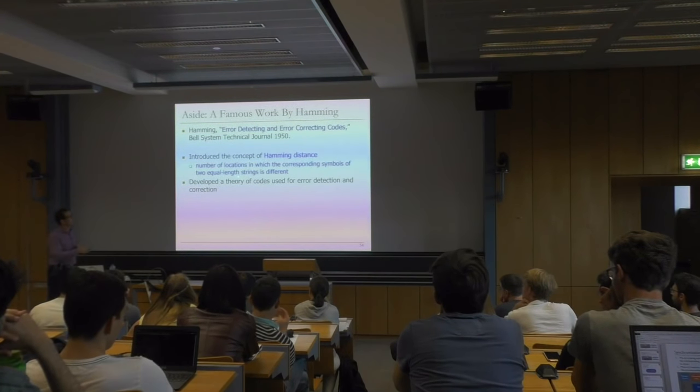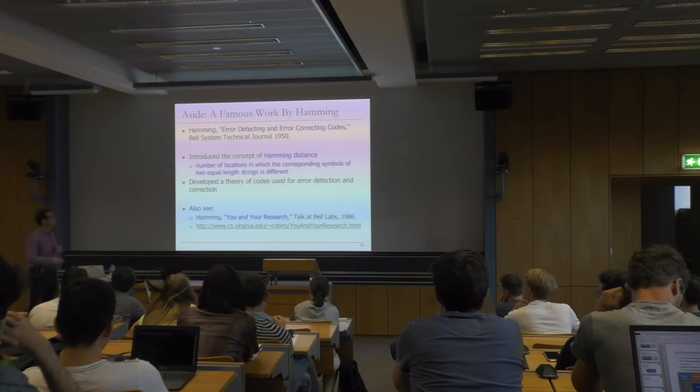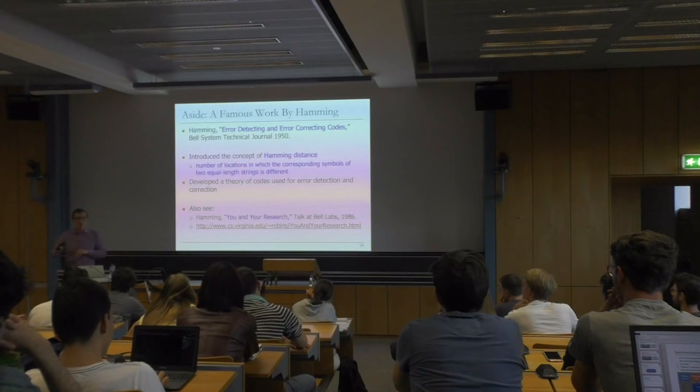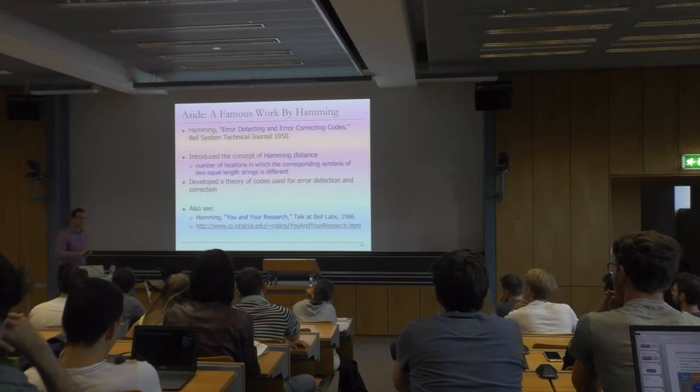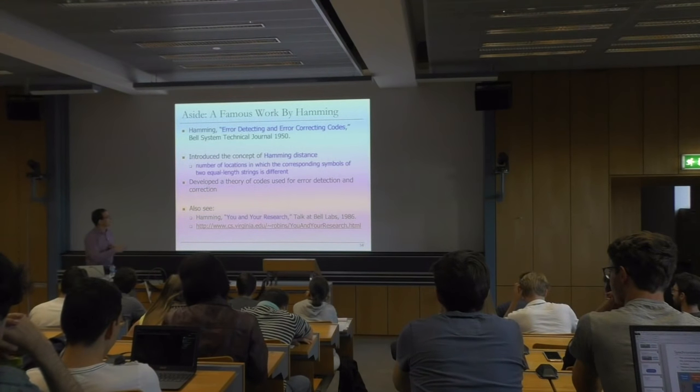But basically, this work developed a theory of codes that is used for error correction and detection. It's very fundamental, and a lot of the work that is built on error correction is built on this one. We'll talk about error correction in memories later on, and you will see that a lot of the concepts are built on Hamming distance.